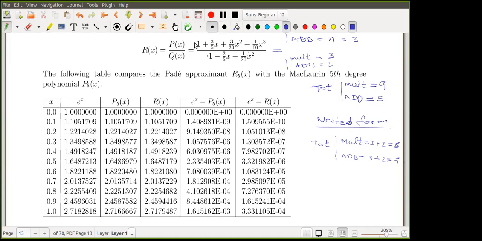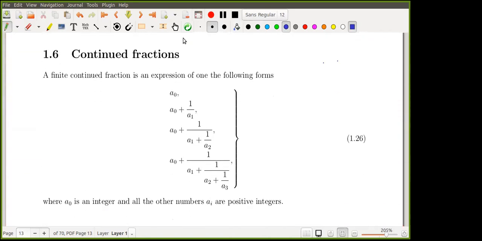But we can use continued fractions to reduce the number of multiplications even further, because as you can see here, the total number of multiplications is 9. So we can reduce that by using something similar to the nested form, but particularly intrinsic to rational functions. That is what continued fraction is all about. But before diving into continued fractions for rational functions, we will first introduce continued fractions for real numbers in order to set up the stage for a better understanding.